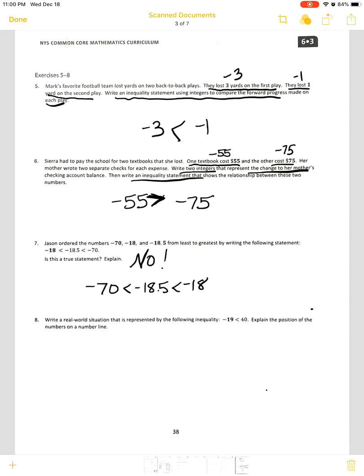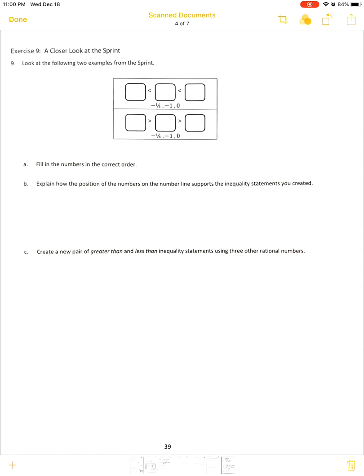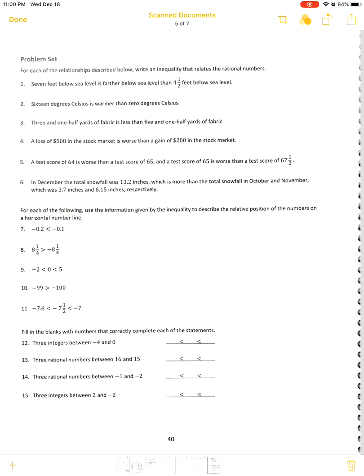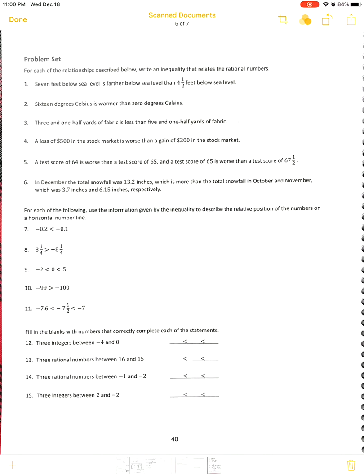Let's see if I can get to the next page. Okay, look at the following two examples from the sprint. All right, what else do we have to do? Oh, these are easy.